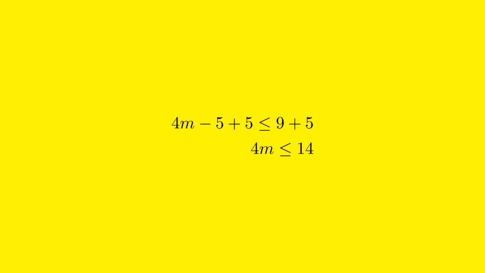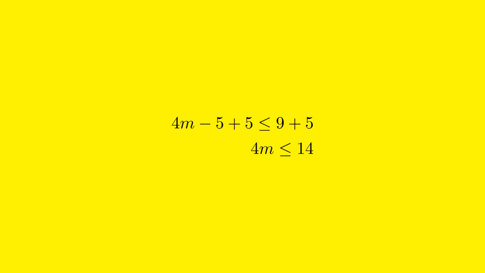To solve the inequality 4m minus 5 is less than or equal to 9, we start by isolating the variable m on one side of the inequality. First, we will eliminate the constant term minus 5 on the left side of the inequality. To do this, we need to add 5 to both sides of the inequality. Adding 5 to the left side and to the right side ensures that we maintain the balance of the inequality. So we have 4m minus 5 plus 5 is less than or equal to 9 plus 5. This simplifies to 4m is less than or equal to 14.